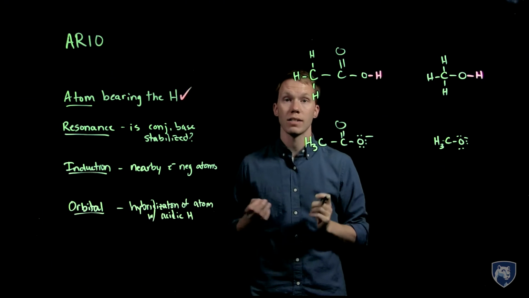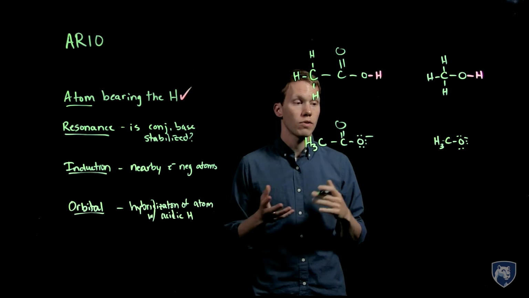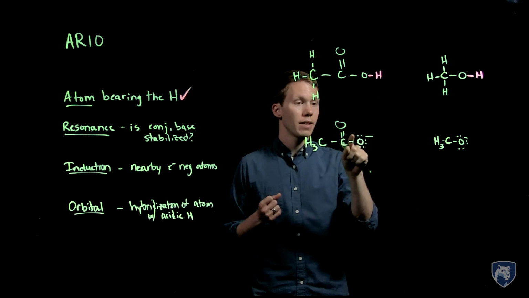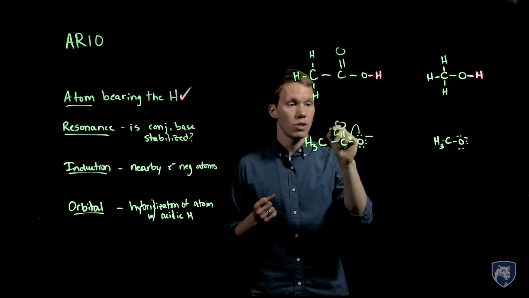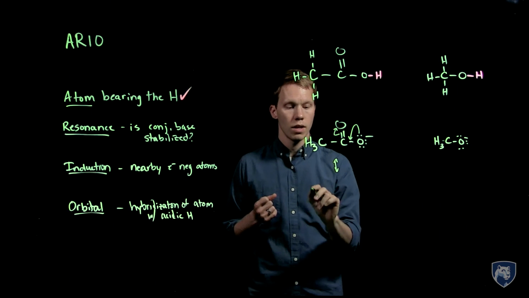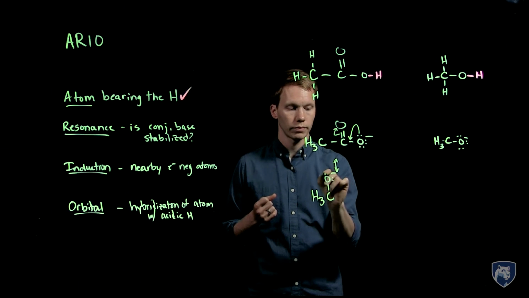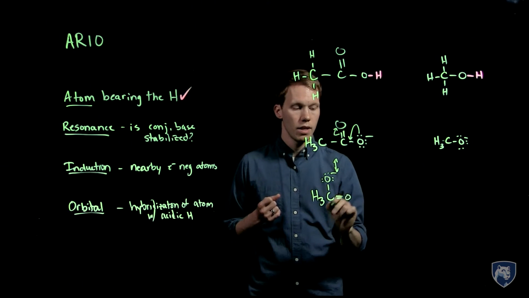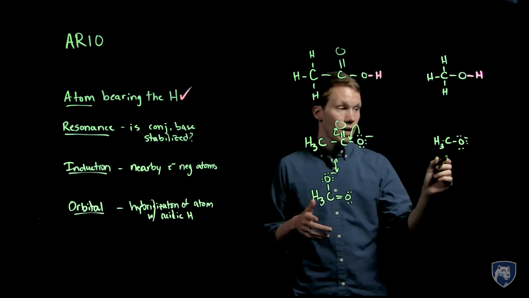So we look for our patterns of resonance. Are there lone pairs next to pi systems, or are there negative charges or positive charges next to pi systems? And there are in this case, so we have a lone pair next to a pi bond, so we can take our electrons and draw a resonance contributor that looks like this. And for methanol, we have no resonance here.